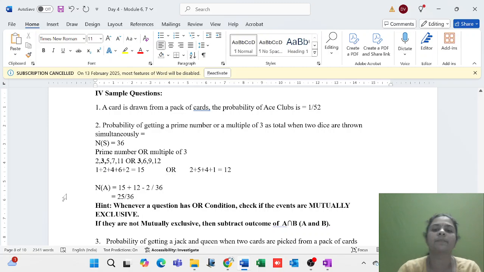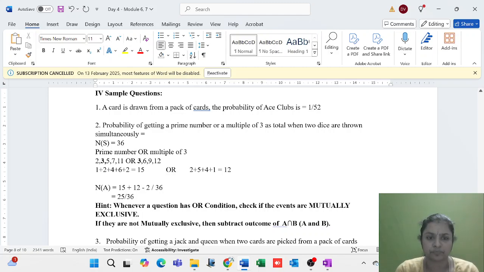First one, a simple question. A card is drawn from a pack of cards. Probability of getting the ace of clubs is: in a pack of cards there are 52 cards. Now I need the ace of clubs, only one card is available. So 1 by 52. A simple direct question. Something like this can come.